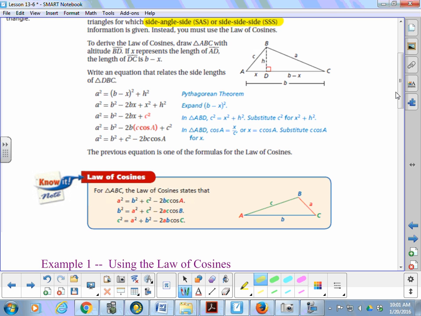And they actually show you up here how they use the Pythagorean theorem to develop the law of cosines. Like I said, I would just write down the last one. c squared equals a squared plus b squared minus 2ab times the cosine of angle C. So with law of sines, we use sines when we know specific parts: angle, angle, side, angle. When we know at least two sides, then usually we're going to use the law of cosines.